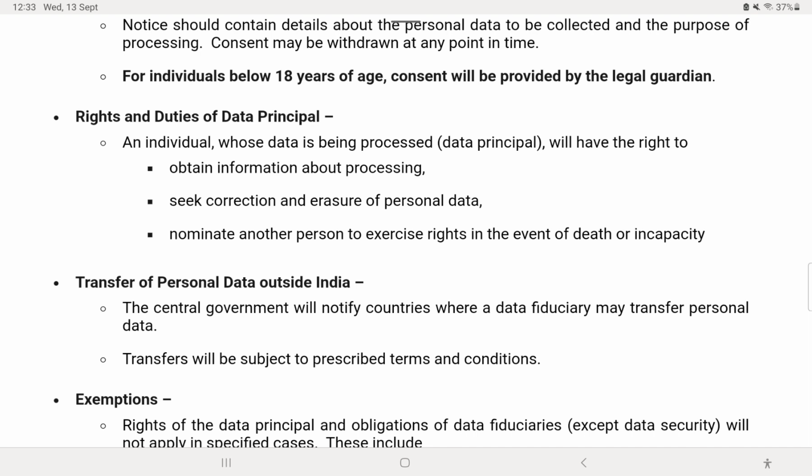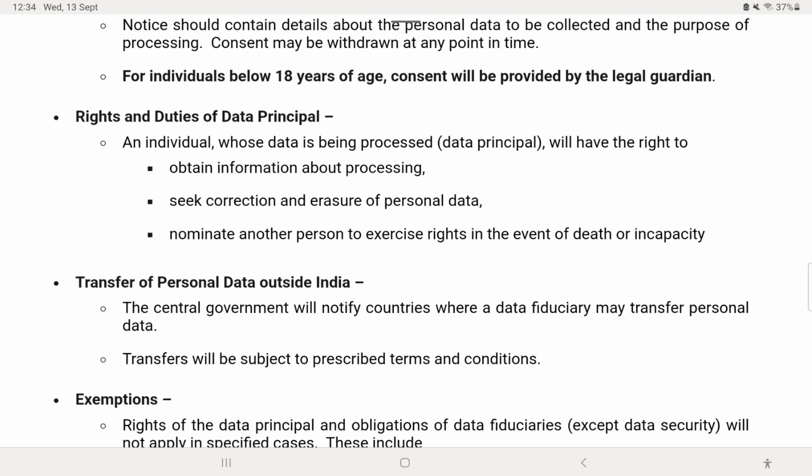Like we can say that if I am a patient in some private hospital, the patient is called the data principal because his information is used by the hospital, and the hospital is called the data fiduciary, because they are processing and using the information of the data principal. Okay, so what are the rights and duties of a data principal?